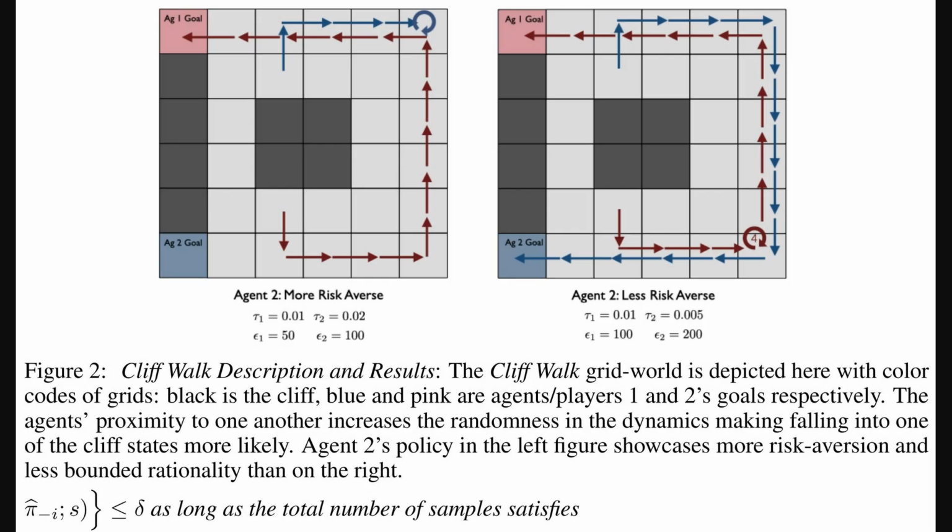Building on that idea of capturing human-like decisions, Figure 2 then visualizes these concepts in a simulated environment called the cliff walk. We see two agents, each with a goal, navigating a grid with dangerous cliff areas, those black squares. The key here is Agent 2's policy, essentially its strategy for choosing actions. On the left, with higher risk aversion, Agent 2 takes a longer, safer route. But on the right, being less risk-averse, it opts for a shorter, riskier path, demonstrating how these behavioral parameters directly shape the agent's choices and the resulting risk-averse quantal response equilibria.